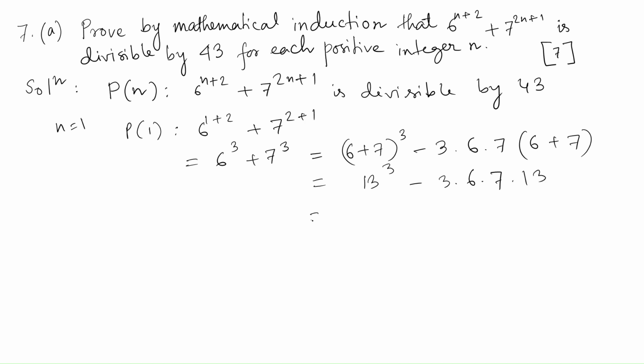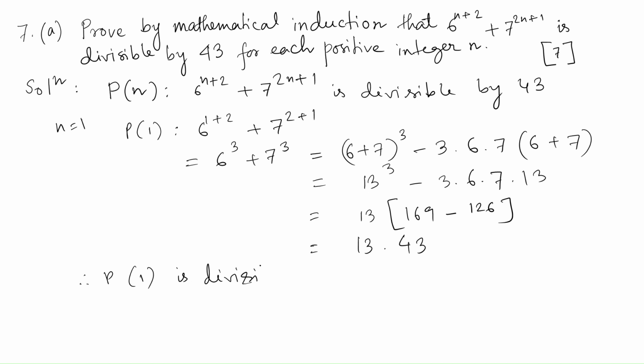So if we take 13 common, then inside we have 13 square, that is 169, minus 18 into 7, that is 126. So it is 13 into 43. Therefore P1 is divisible by 43.